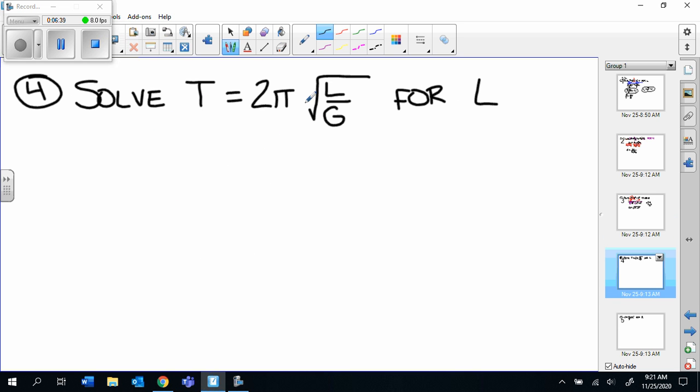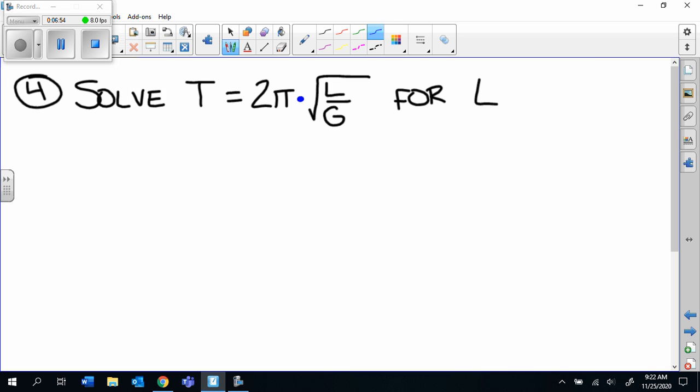This one I put in a radical. So again, squaring is the inverse of a square root. So now at some point we're going to need to square both sides. We can do that now or later. I see that we are multiplying this. I'm trying to break this L free. So I'm going to have to get rid of this 2 and the pi. So I'm going to start off by dividing.